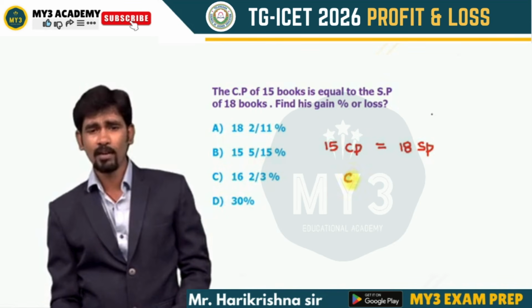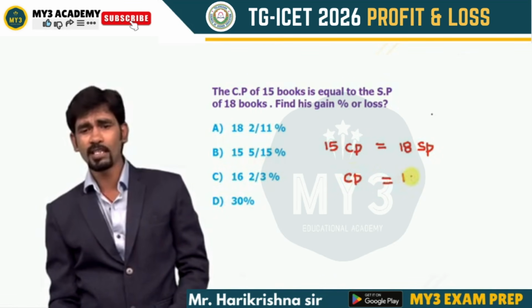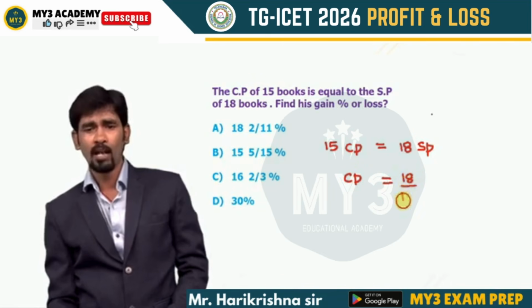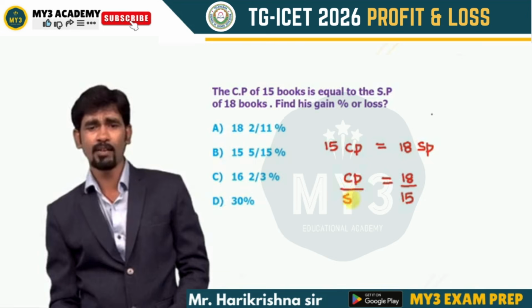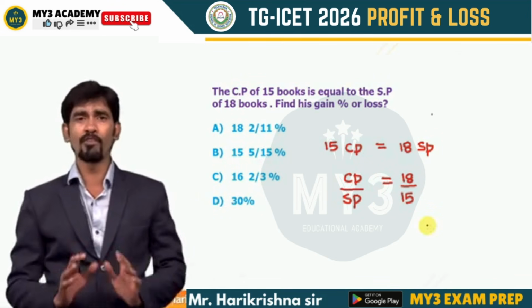So cost price is available here, and 15 is multiplying on this side, so I'll send 15 to the other side, where it will divide. And selling price is multiplying here, so I am sending that to this side, where it will divide. So I can write cost price by selling price is equal to 18 by 15.